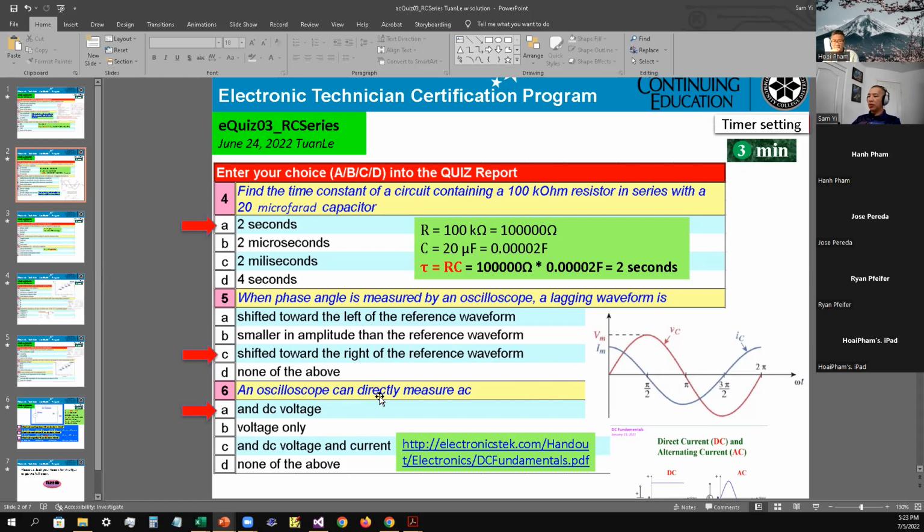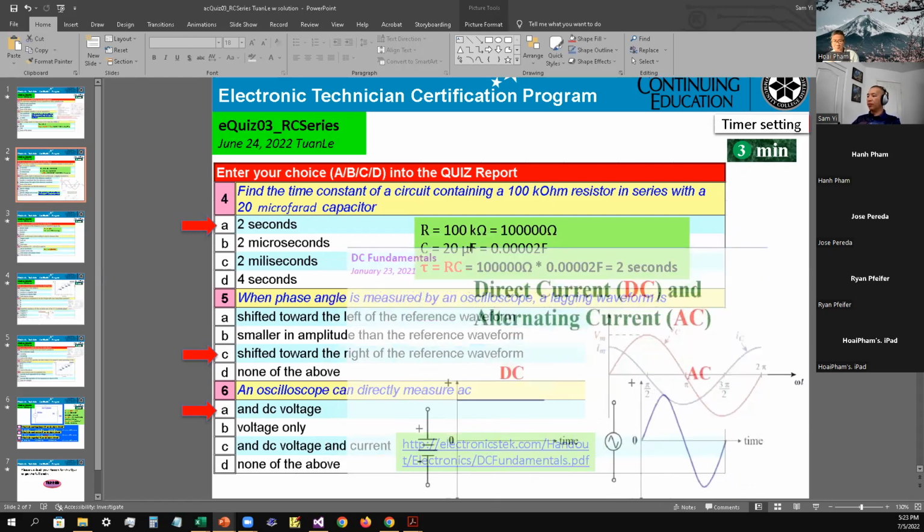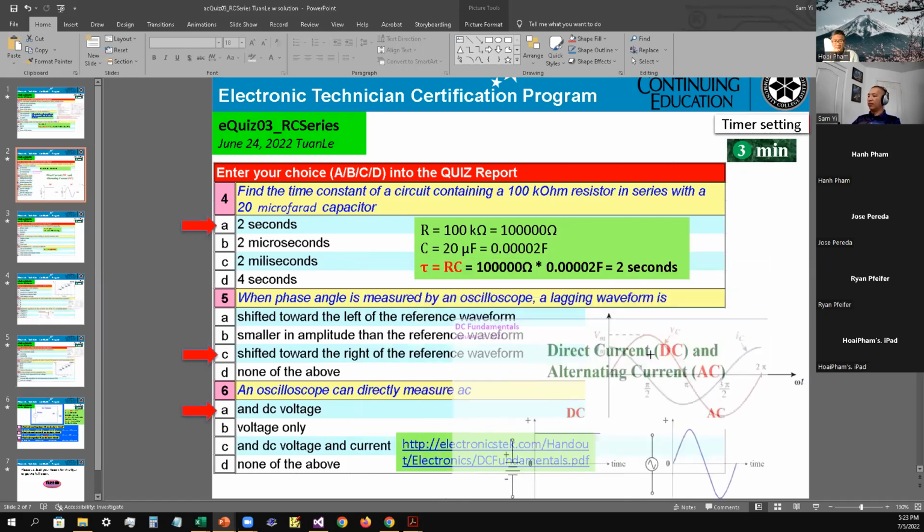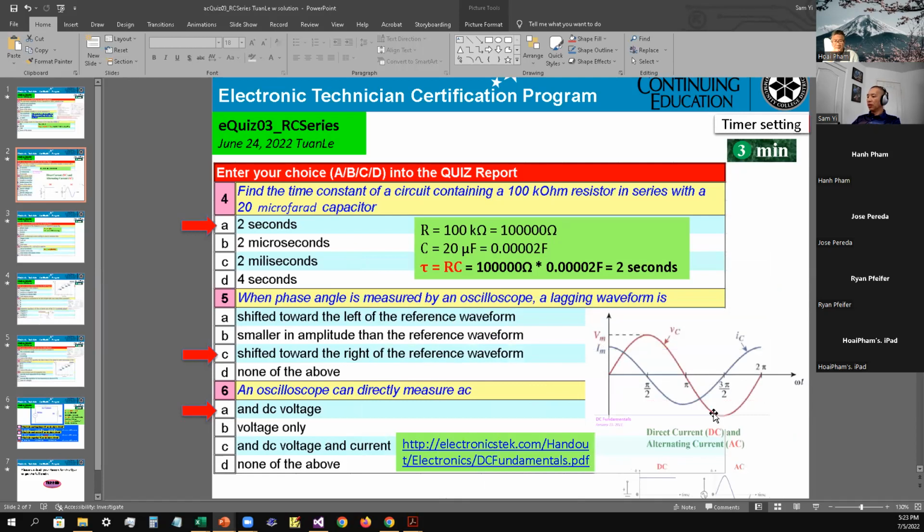Number 6, an oscilloscope can directly measure AC as well as DC. This is from the first handout. On this one here, you can put DC coupling, and then you want to change your signal to VRMS, and then you should be able to measure a DC signal. But if you put into AC coupling and you put into V peak to peak, you will get a sine wave signal. So the answer is A as in apple for number 6.